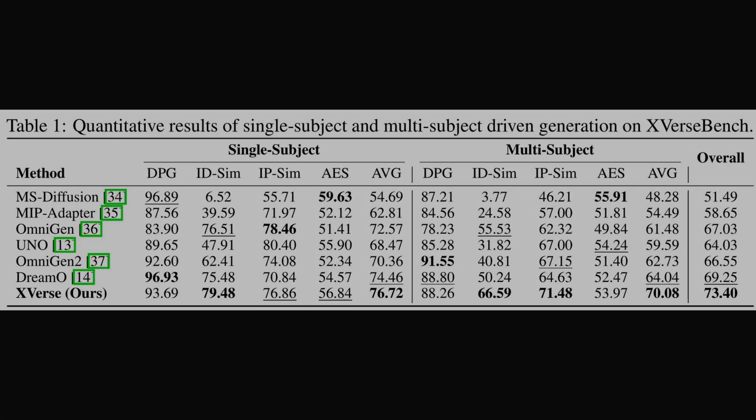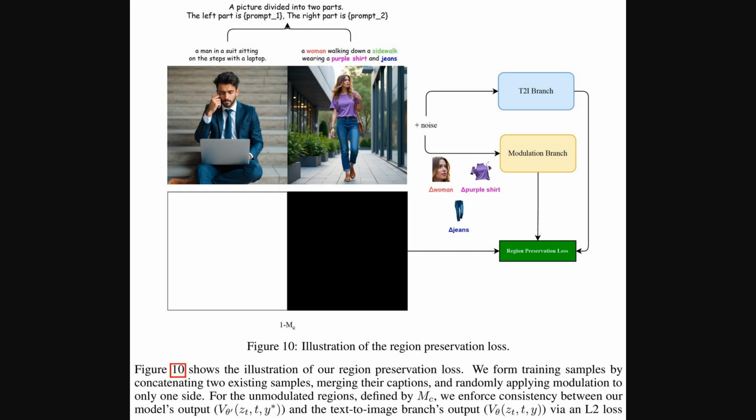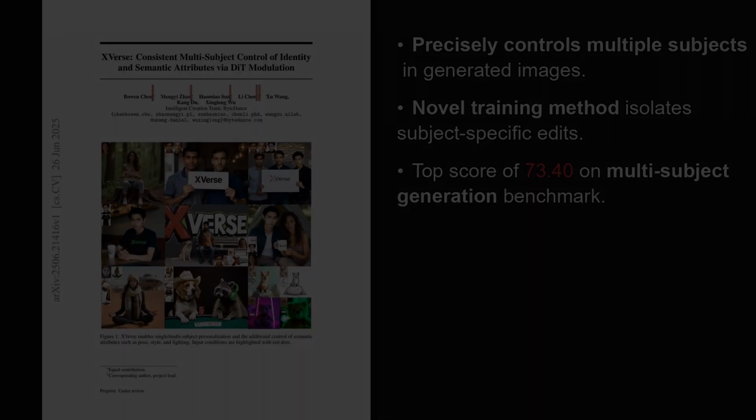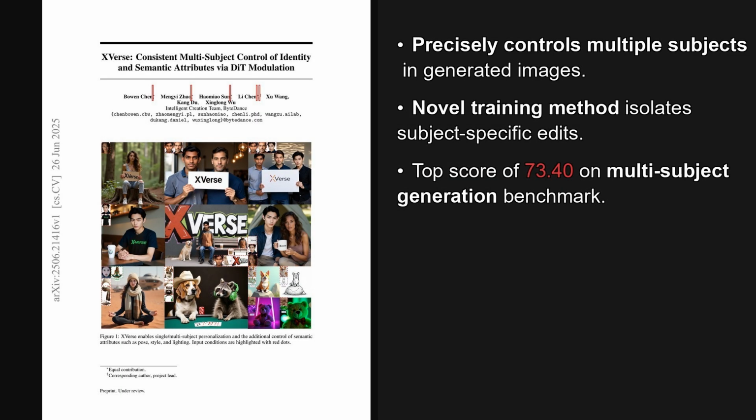So a big reason for those strong scores is a clever training technique shown here, called region preservation loss. During training, the authors combine 2 different images. As you can see, they apply specific subject changes, like for the woman in her purple shirt, to only one side of the combined image. The model is then penalized if it accidentally changes the other side, the one with the man. This penalty, which is an L2 loss, basically a way of measuring pixel by pixel difference, forces the model to learn precise, isolated control. So, that clever training strategy is a big piece of the puzzle.